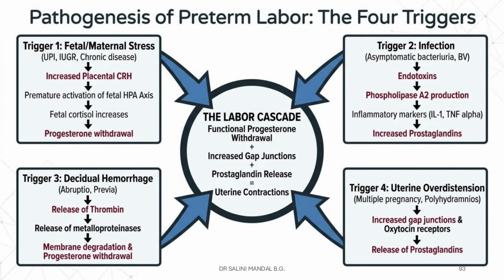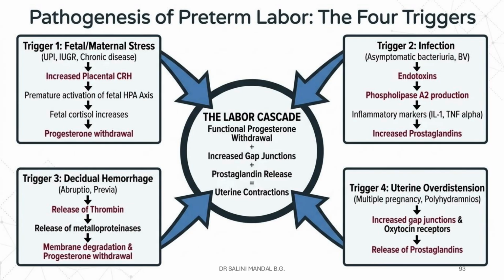Next is preterm labor, in which there are 4 things which you have to remember. Number 1, there is going to be fetal or maternal stress, probably IUGR or any chronic disease or uteroplacental insufficiency. What is going to happen? Increased placental corticotropin-releasing hormone is going to be released. The fetal HPA axis is going to get prematurely activated. Cortisol is going to come out, and progesterone withdrawal will be there. So whenever progesterone withdrawal is there, that means labor is going to start, right?